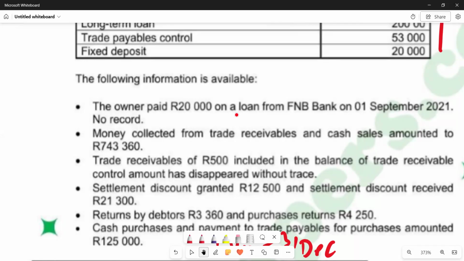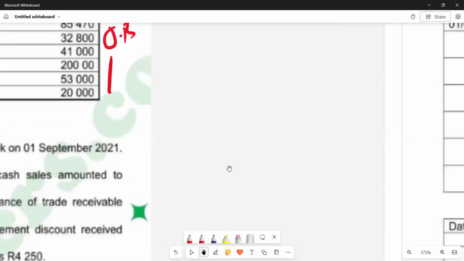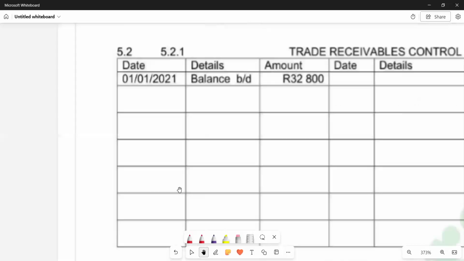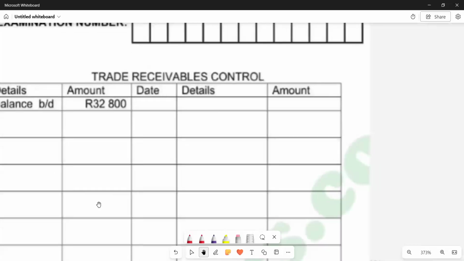Money collected from trade receivables and cash sales amounted to 743,360. So what does it mean? It means this is the money that has been paid by the trade receivables or the debtors, like what we are explaining. So we're going to pick this and it should go to the credit side of the trade receivables control. So we enter that one on the credit side. We are now on the credit side.